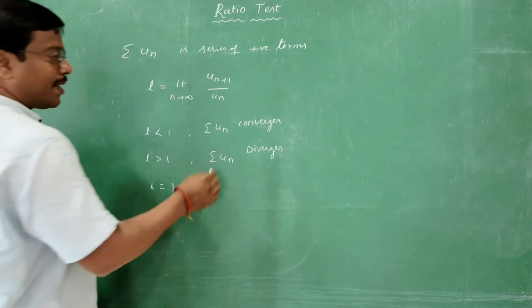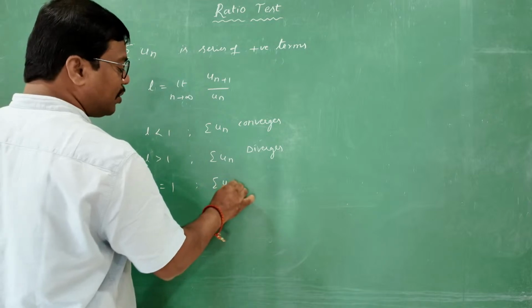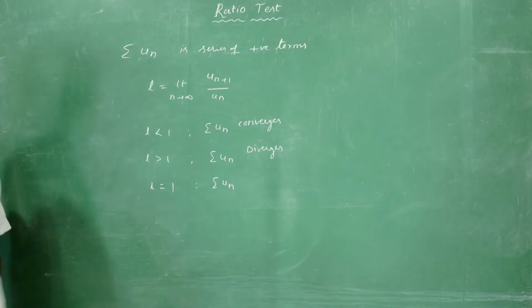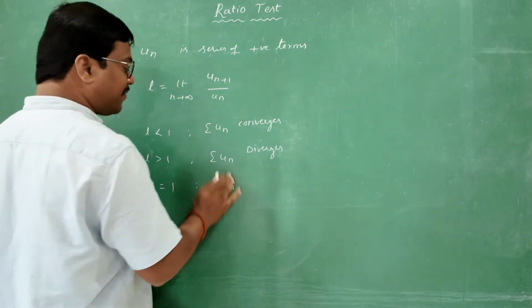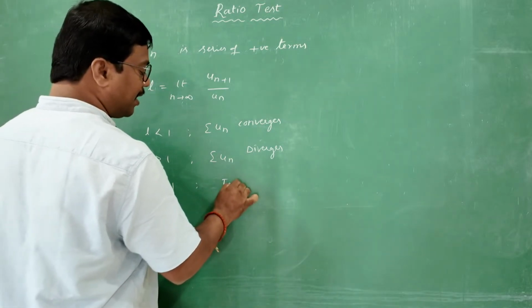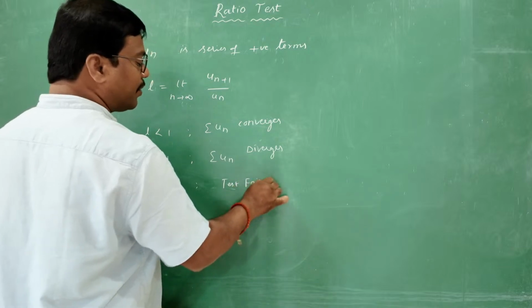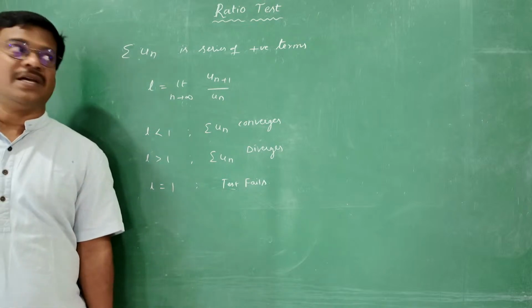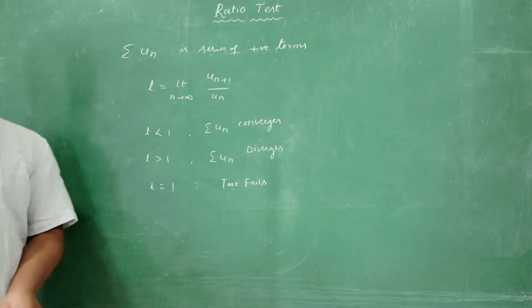Summation un neither converges nor diverges, okay? Nature we can't decide. The test fails, so I am writing here, the test fails. We can't decide the convergence or the divergence of summation un. Let us see an example.